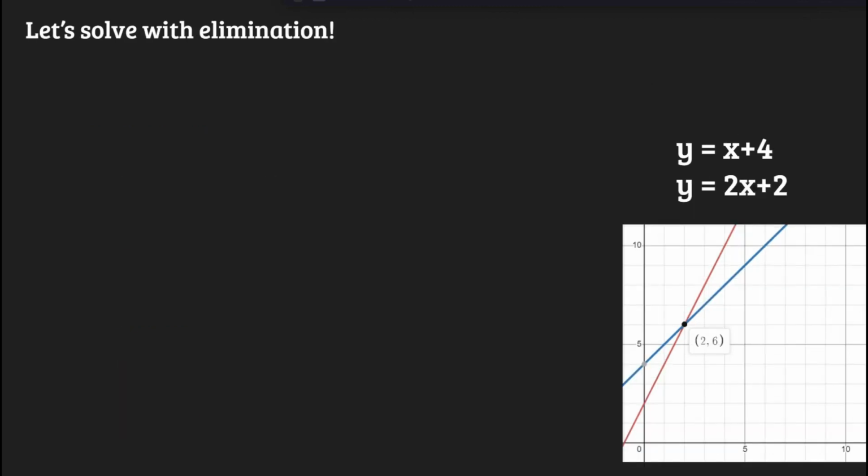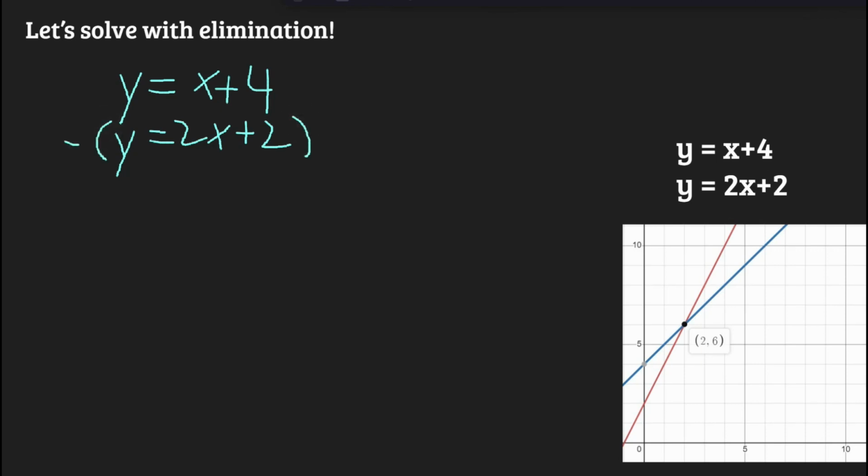So let's solve this problem with elimination. Let's solve for this point here. Our first equation is y is equal to x plus 4, and then we have y is equal to 2x plus 2. Right now, I can see that if I subtract the second equation from the first equation, I have a y minus y. This is just the same number minus the same number, so it's going to be equal to 0. And then we move our equal sign down.